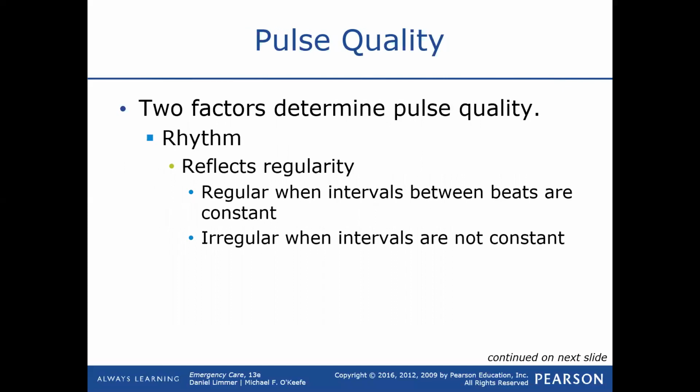All right, quality. 2 factors determine the pulse quality. Okay, the rhythm reflects regularity. Regular when intervals between beats are constant. It's irregular when intervals are not constant. So on our paper PCRs, and I don't know what you guys have, most people have gone to electronic charts at this point, but on the paper PCRs at least, there is a spot in the pulse section of the vital signs where you can say their pulse rate is 80, and then right underneath that there's a couple of bubbles that you can fill in. One's regular, one's irregular.